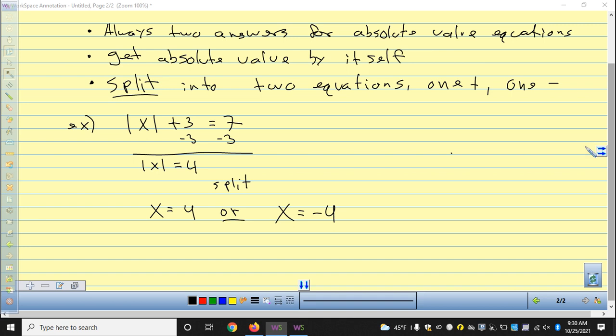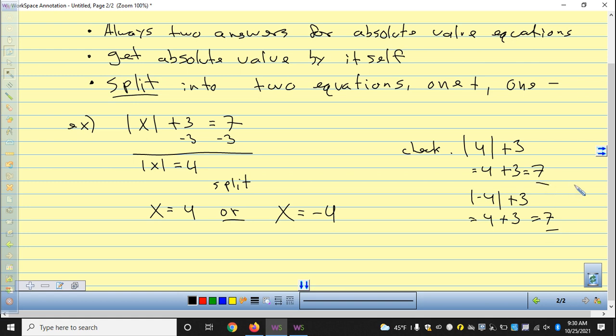And we can check our work. I'm going to go over here and check. The absolute value of 4 plus 3. Well, what's the absolute value of 4? It's always positive, so it's 4. 4 plus 3 is 7. The absolute value of negative 4 plus 3. The absolute value of negative 4 is 4, plus 3 equals 7. So both of them give the answer that we want.